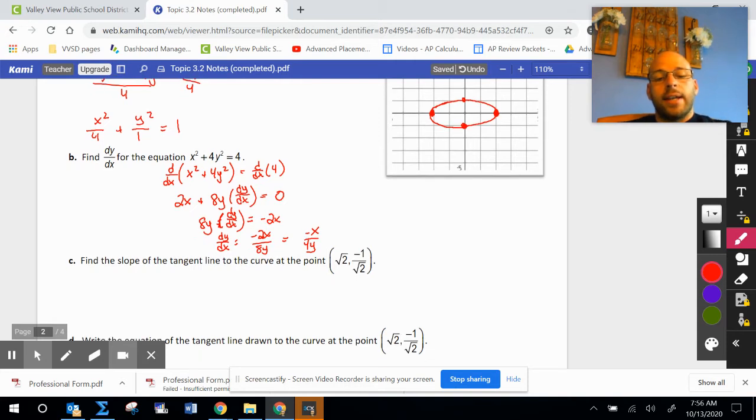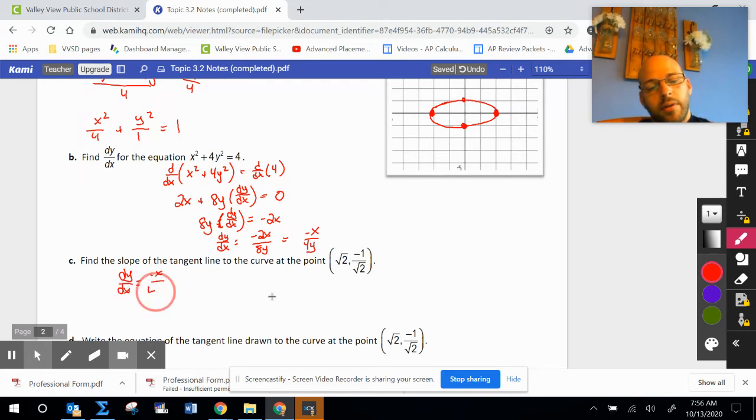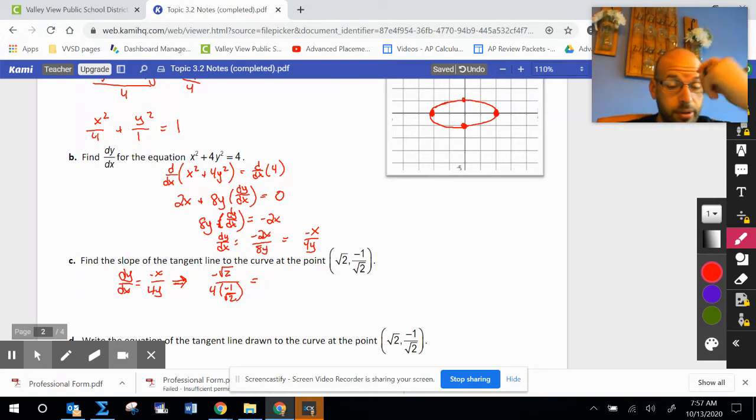So they give you an x and a y value. So you know the slope of any tangent line can be found using that derivative. Okay, so now if I want the slope at this point, I can use those coordinates and I can say negative square root of 2 over 4 times a negative 1 over square root of 2, because that's my y value. Now I'm going to try to clean that up a little bit.